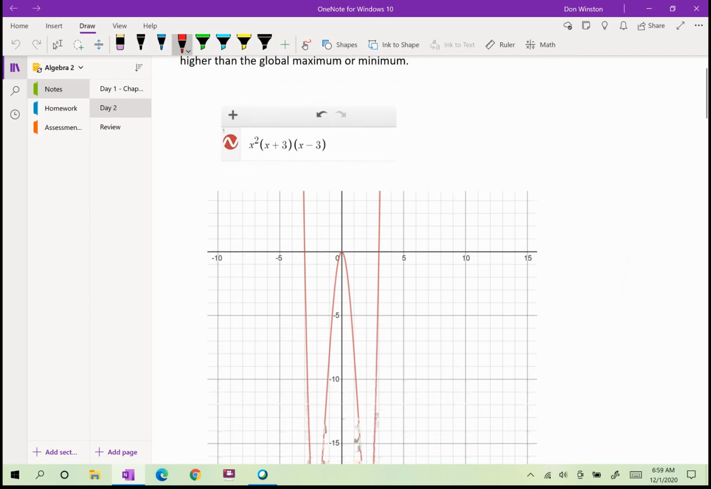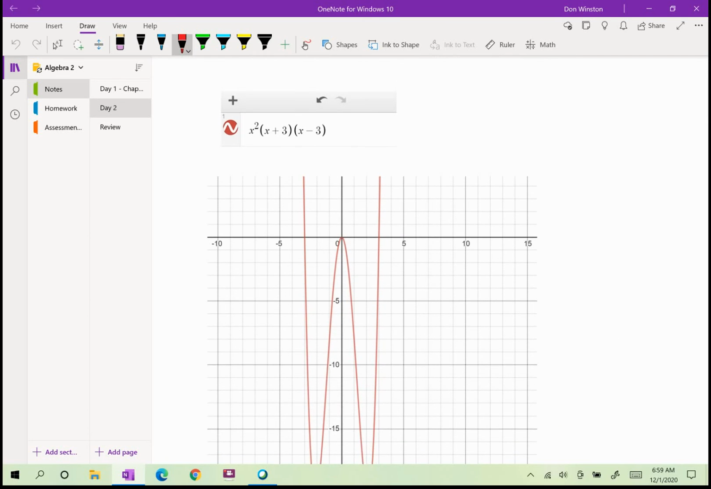So let's take a look at this one here. So here I have my polynomial x squared times x plus 3 times x minus 3. And as you can see, it's an even degree. It's even degree 4. 2 plus 1 plus 1 is 4. It's degree 4. And it's positive, so it will be facing upwards. But notice here that this graph on the ends, the end behavior, it goes on forever. This point right here, we would call that a local maximum.